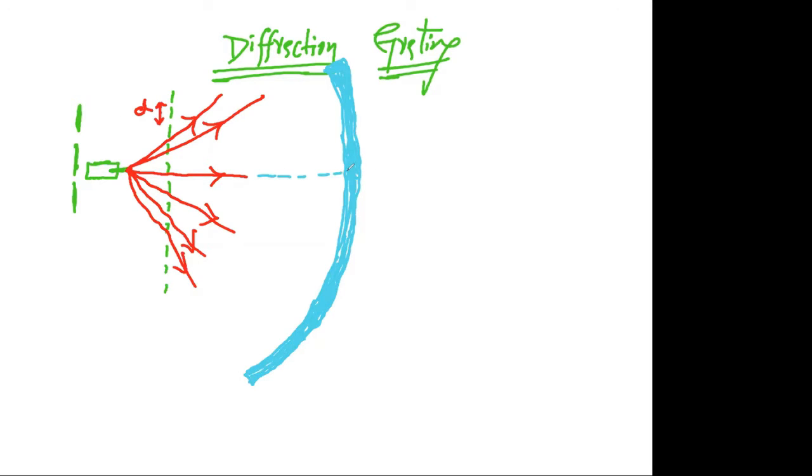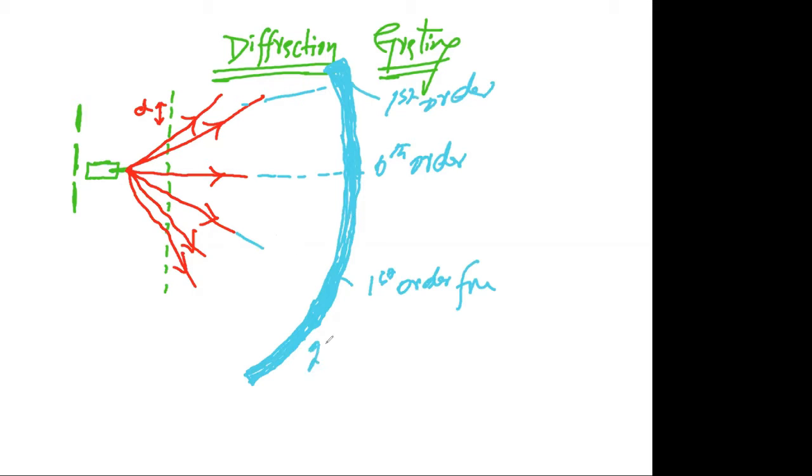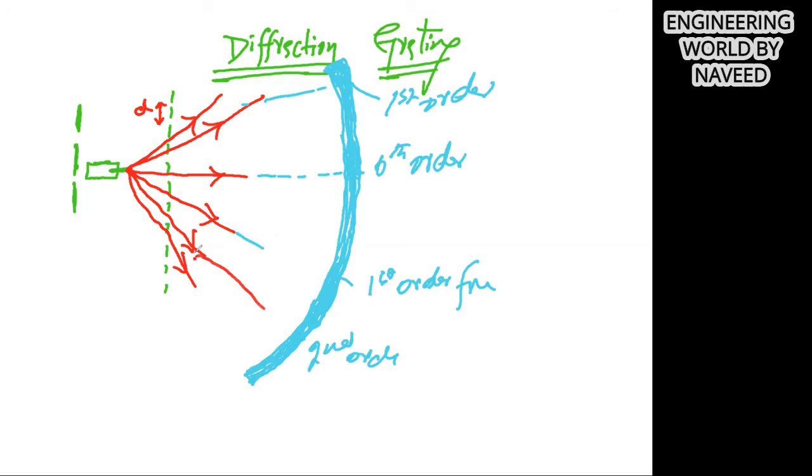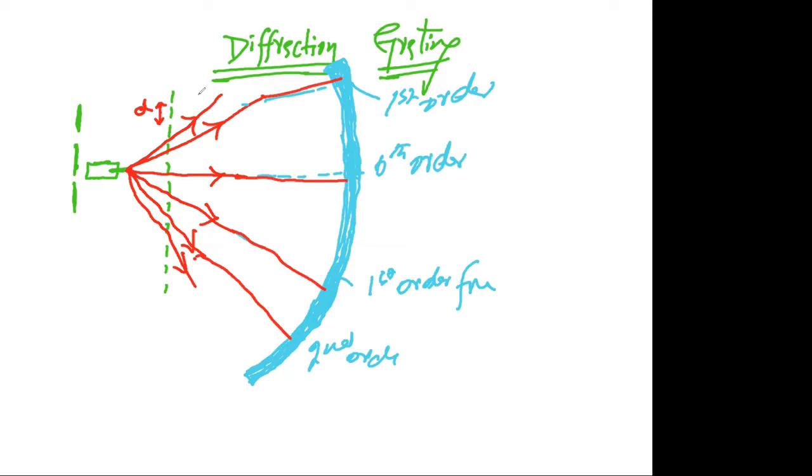This central fringe will be my zero order fringe. After this, I will get this, and that will be my first order fringe. Here I will get first order, this will be first order. This will be second order, and on the left it will be this, and like this.